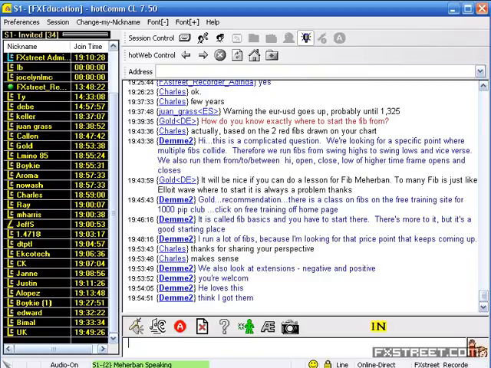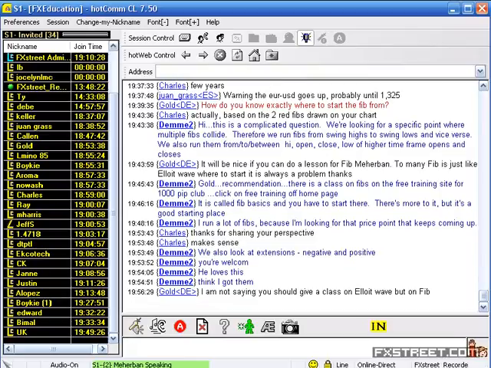Complicated question. It would be nice if you can do a lesson for Fib. Okay, if you want that, I can look into it next week. Too many Fibs is just like Elliott Wave. Elliott Wave looks into Fibs too, and I don't. I'm not an expert in Elliott Wave, and I don't use Elliott Wave purely because the challenge here is if you ask me, will the euro drop? I'll tell you yes, it will fall. The question is at what price do you get in? So if Elliott Wave can tell you a precise price point to get in, then, but again, I'm not an expert. If that works, you can feel free to use it. It's called the basics. Okay, thanks for sharing.